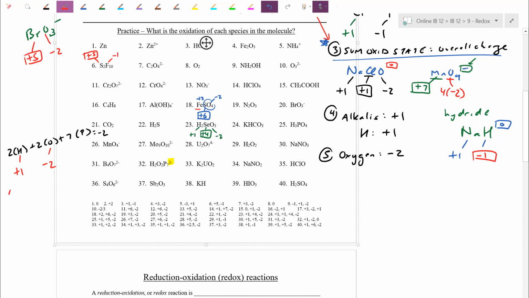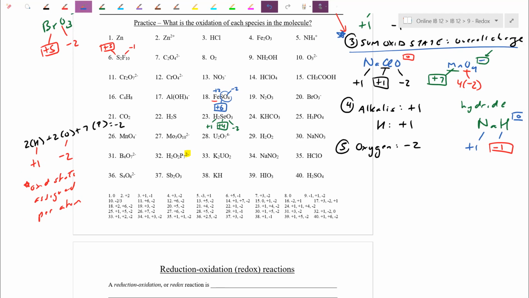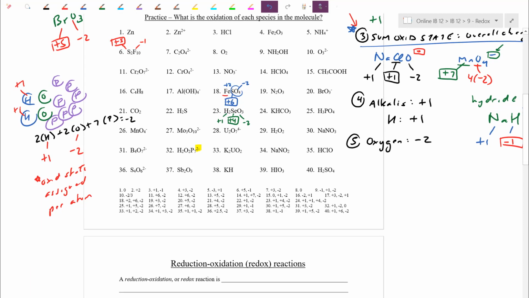Make this note here: oxidation state is assigned per atom. So even though in my compound I actually have 2 H's, I don't necessarily know how things are bonded, 2 O's, and I have 7 phosphoruses. Should have chosen a smaller compound. Right. When I identify oxidation number, I'm saying, yeah, hydrogen is +1. Well, this is +1, and this is +1. Oxygen, well, this is -2, and this is -2. The oxidation number is always quoted per atom.